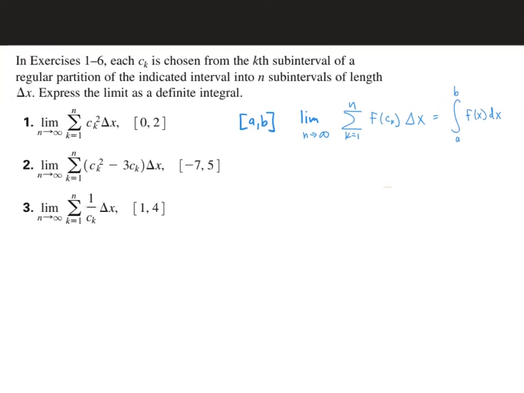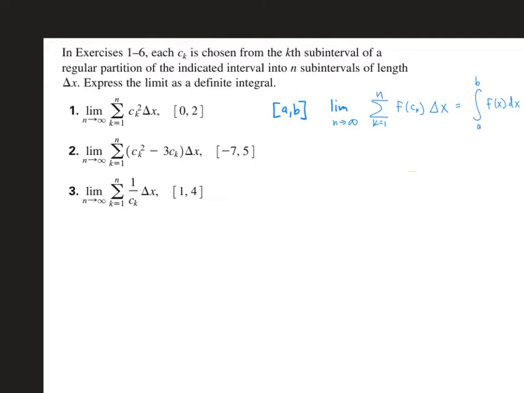So like in this one, do number 1. You can see ck is being squared, so the function is x squared. If your function was x squared and you plug ck into it, you would get ck squared. And this is from 0 to 2, and our function is x squared, and we just add that little dx. That's it. So this is expressing that limit with that interval in terms of a definite integral.